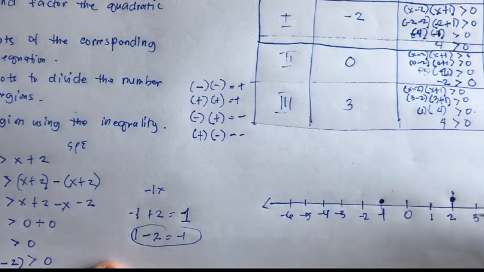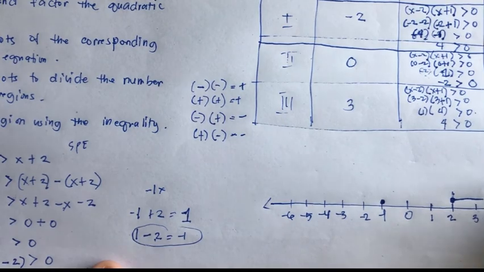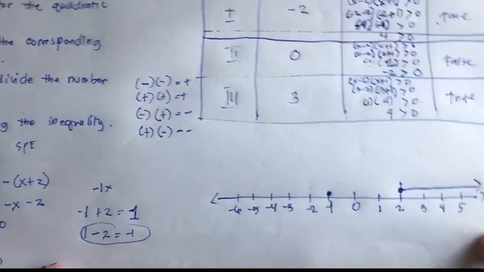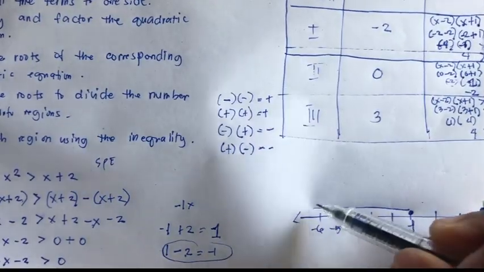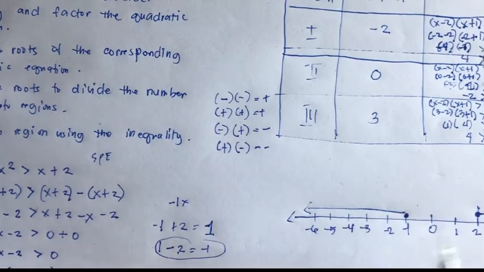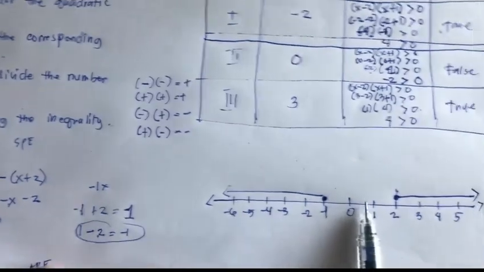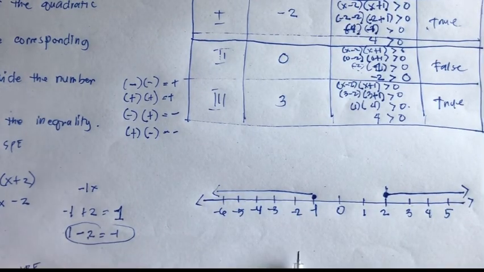So our solution is from 2 to the right side, numbers greater than 2, and from negative 1 to the left side, or numbers that are less than negative 1. Okay. Do you follow? So that's it for today. Thank you for listening.